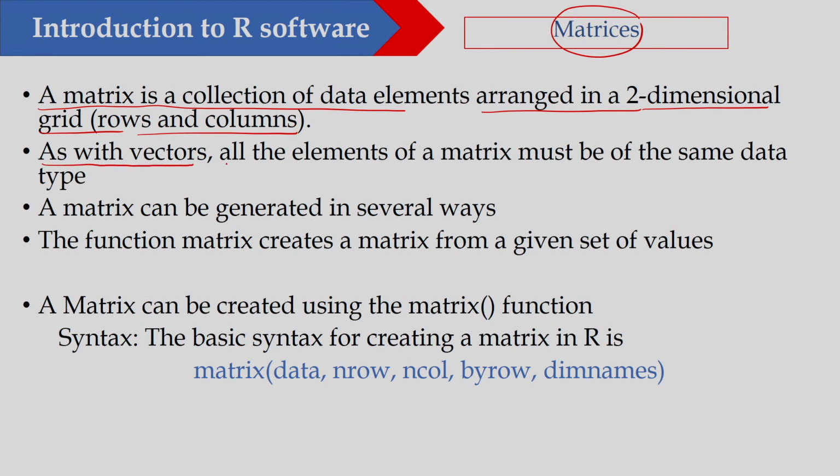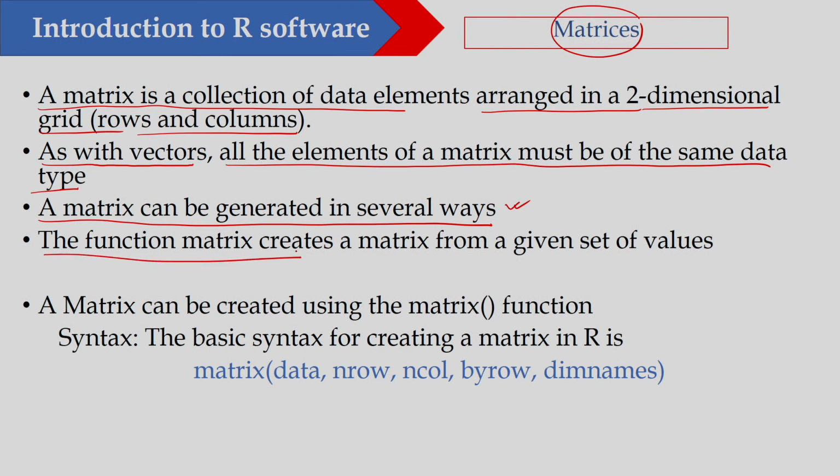As with vectors, all elements of a matrix must be of the same data type. Then a matrix can be generated several ways. So, we have different ways to generate a matrix, and I am explaining here how you can generate a matrix.